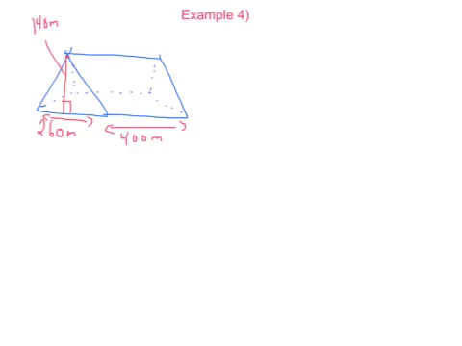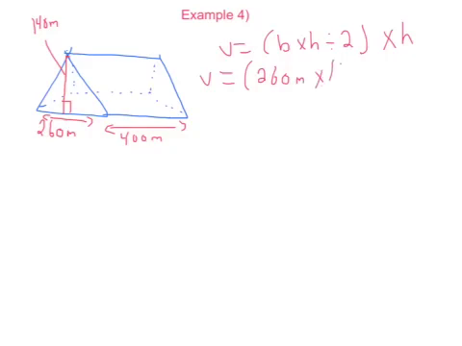Last example here. We've got 140 meters as the height, 260 as the base, and 400 meters as the height of the prism. So you can pause here and hit play when you want to watch the solution. Okay, so just like before, I'm going to write down my formula. Volume equals base times height divided by 2 times the height of the prism. Volume equals, my base is 260 meters, times my height, which is 140 meters, times the height of my entire thing, which is 400 meters.